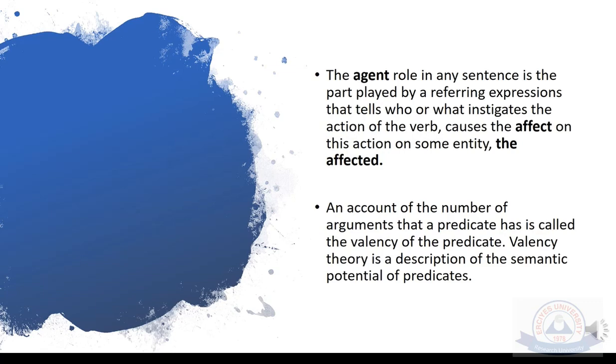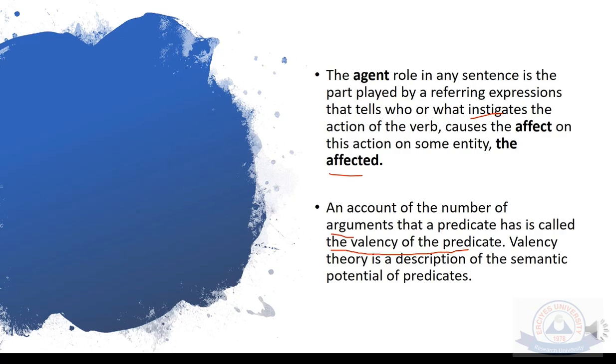The agent role in any sentence is the part played by a referring expression that tells who or what instigates the action of the verb and causes the effect of this action on some entity, the affected, which usually is the object. An account of the number of arguments that a predicate has is called the valency of the predicate. So the number of arguments is called the valency of the predicate. In the following presentations, you will see what valency is also.